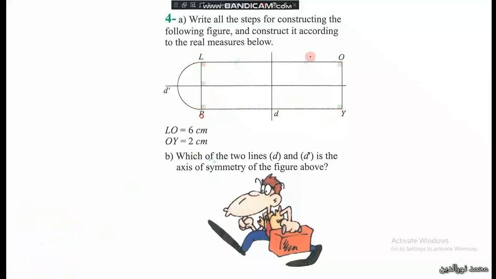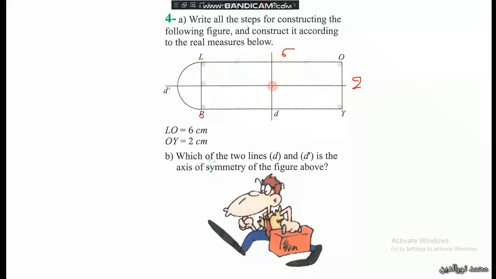This rectangle is LOYB. LO is 6 centimeters and OY is 2 centimeters. So the first step, we draw rectangle LOYB. The length of LO is 6 centimeters and OY is 2 centimeters. So draw rectangle LOYB, length 6 centimeters and width 2 centimeters.